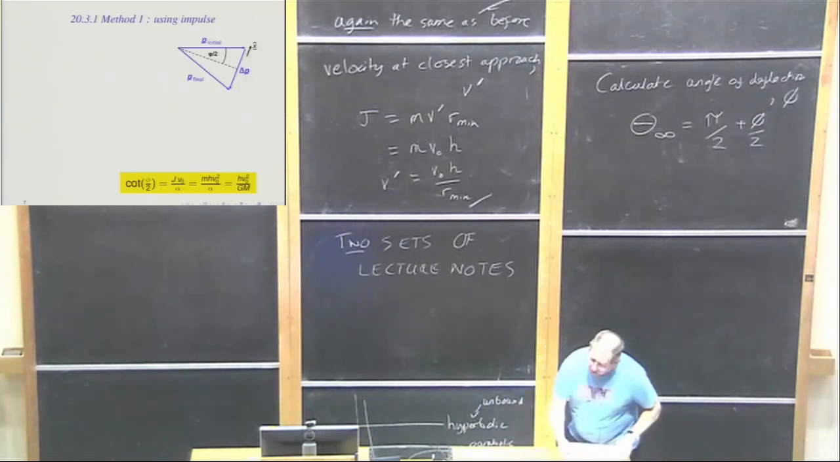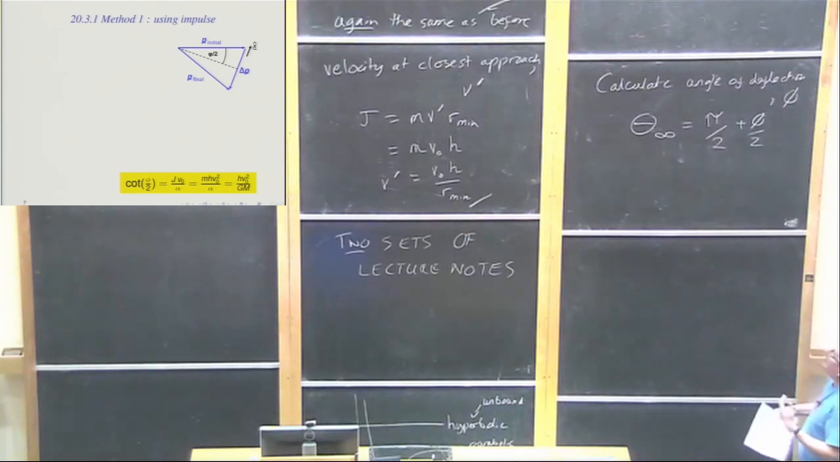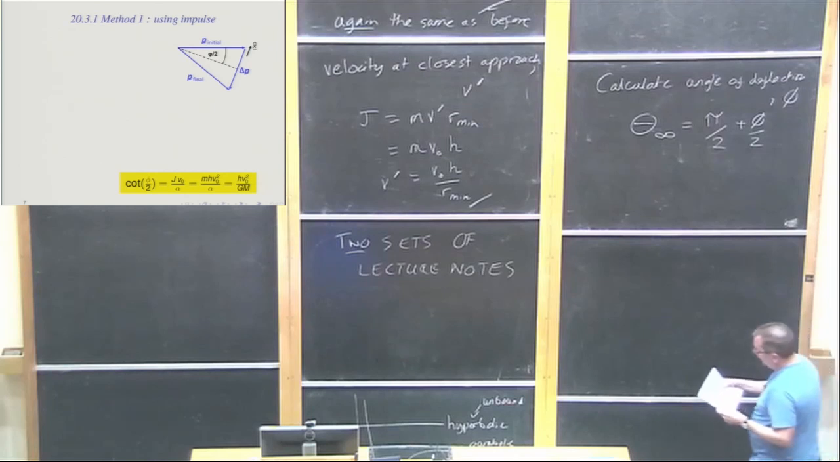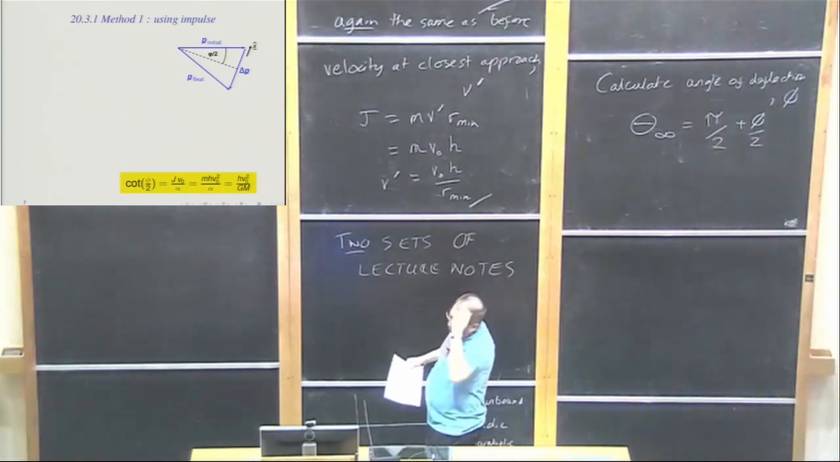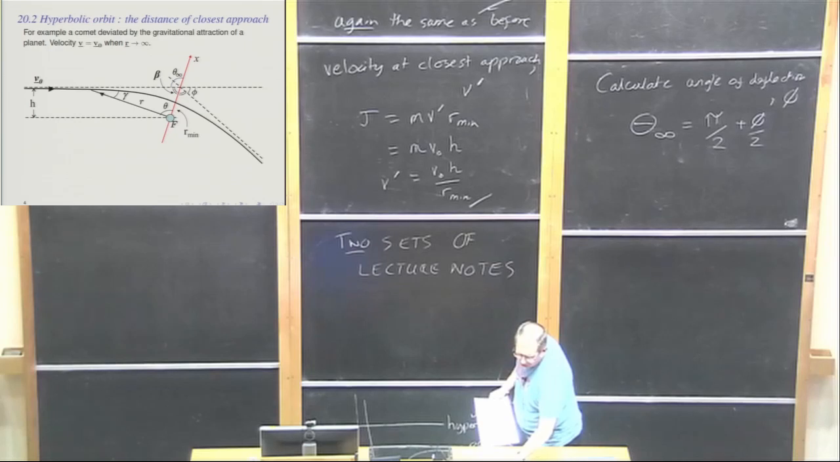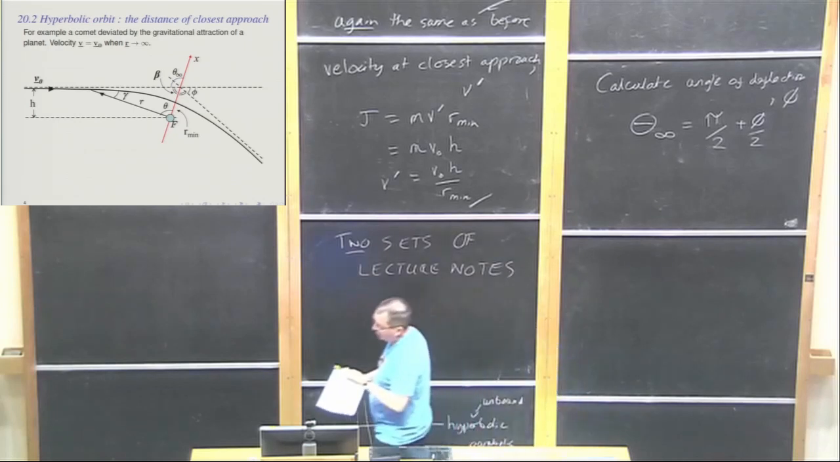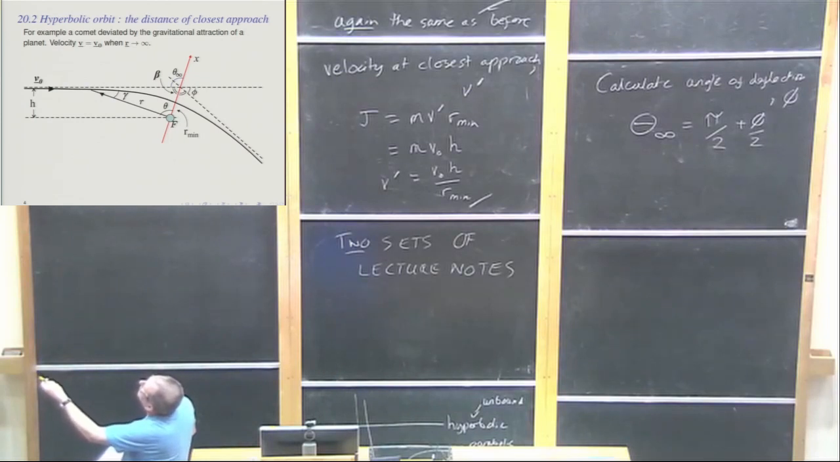Right, so I'm going to do this actually in two ways. The first way, method one, is using the impulse. So let's scratch our head and think, what do we know? Just coming back to the situation, what's important to understand is it starts with this velocity at infinity and it ends up with this velocity at infinity.